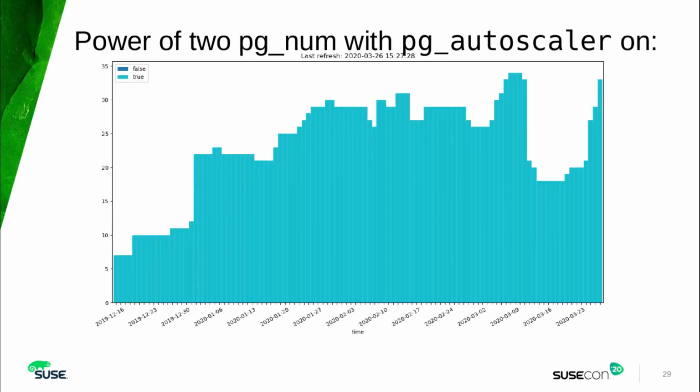And with that, how many pools have an incorrect pgnum setting if PG autoscaler is enabled? As we can see on this slide, the answer is 0, which is excellent news. Mission accomplished, nothing more to see here, moving on. Right? This is probably the best possible outcome.